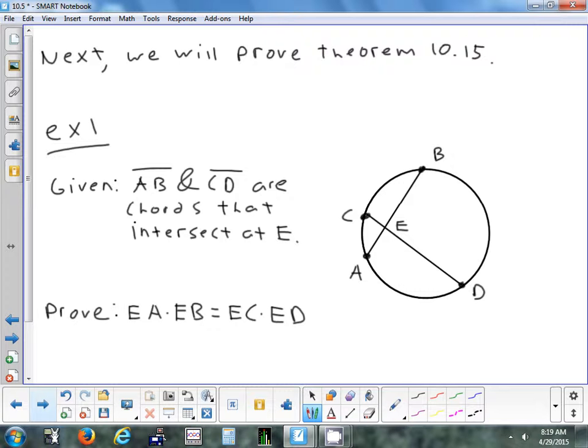What shapes did we use when we did a lot of proofs? Triangles. Yeah, we drew triangles. Well, there's two segments I could draw in to make triangles out of those. I'm going to show you what they are. First thing I'm going to do, I'm going to draw in DB.